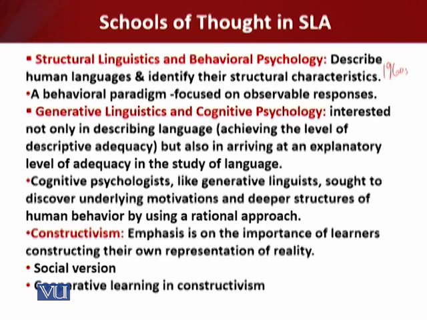Chomsky discussed that the generative linguist was interested not only in describing language but also in arriving at an explanatory level of adequacy in the study of language, that is, a principled basis, independent of particular language, for the selection of descriptively adequate grammar of each language. Now, earlier we saw that the transformational revolution began in the 20th century.